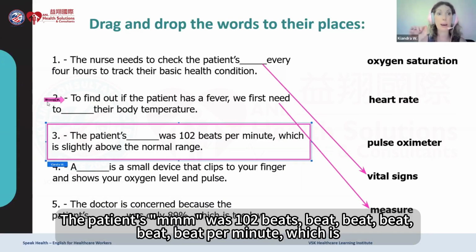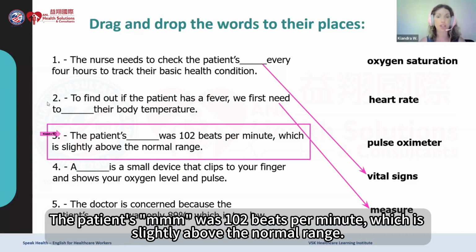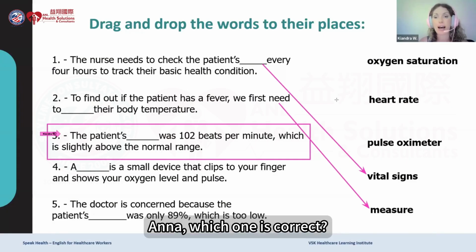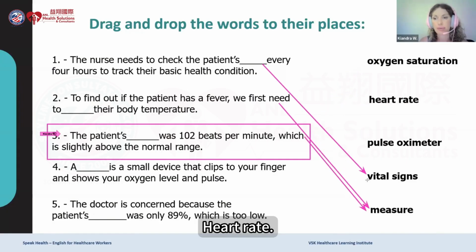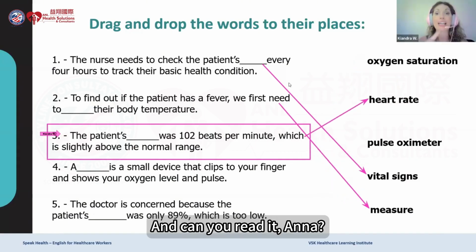The patient's blank was 102 beats per minute, which is slightly above the normal range. Anna, which one is correct? Heart rate. Yes, very good. And can you read it, Anna?